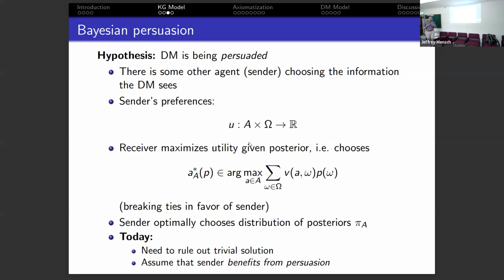Now, going back to what Miguel said, we need to rule out trivial solutions, that the sender is just indifferent between all possible distributions. I'm going to make an additional small assumption today, which is that the sender is always going to benefit from persuasion. I know how to extend it without that assumption, but I haven't actually formally written it down yet, so I don't want to present it to you without that additional assumption. We're going to assume that the sender always strictly benefits from persuasion for today's talk, which says that the utility the sender would get from just sending the prior is lower than they can get from some other distribution.